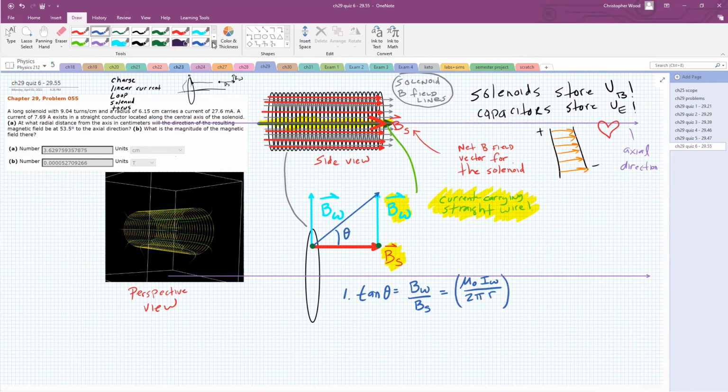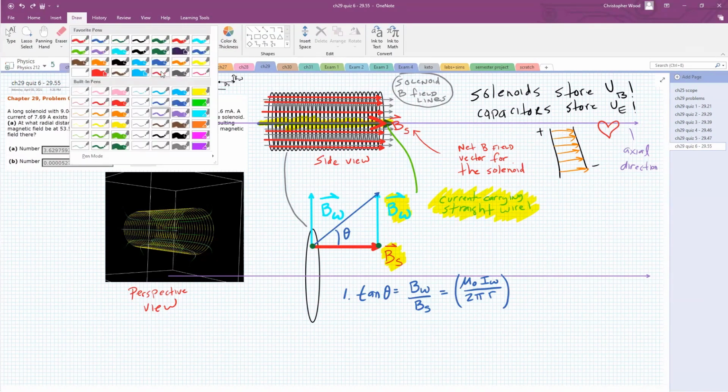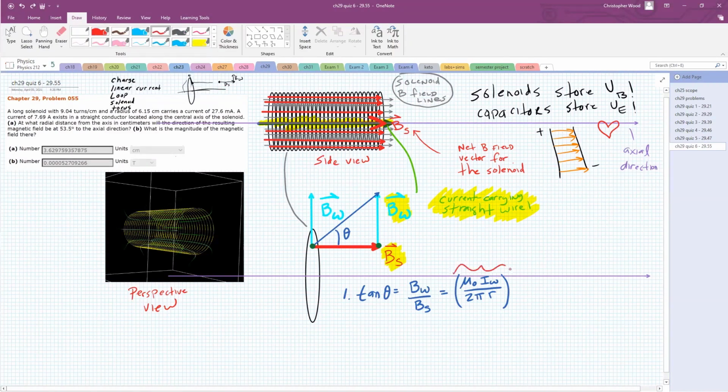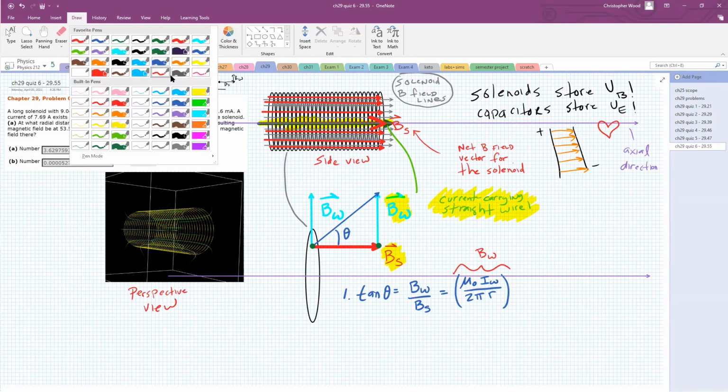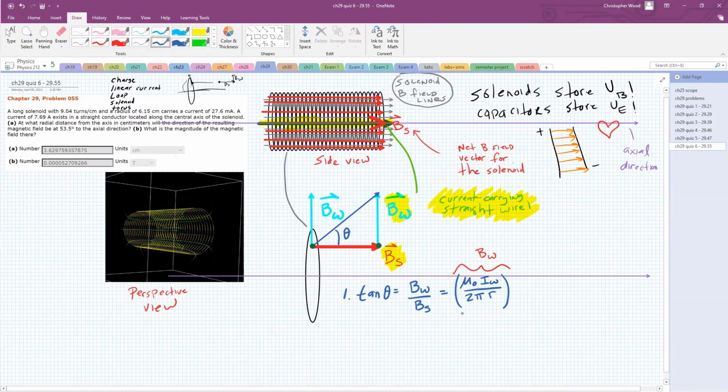This whole term right here, this once again is the magnetic field created by my wire at a point. So this is the magnetic field created by a wire at a point. That's my numerator. My denominator is the magnetic field created by a solenoid.